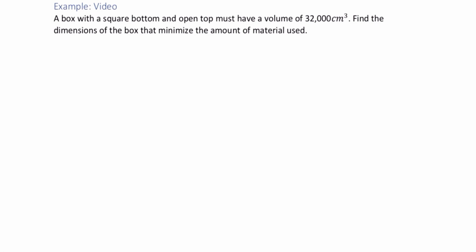A box with a square bottom and an open top must have a volume of 32,000 cubic centimeters. Find the dimensions of the box that minimize the amount of material used. Let's start by sketching the box.